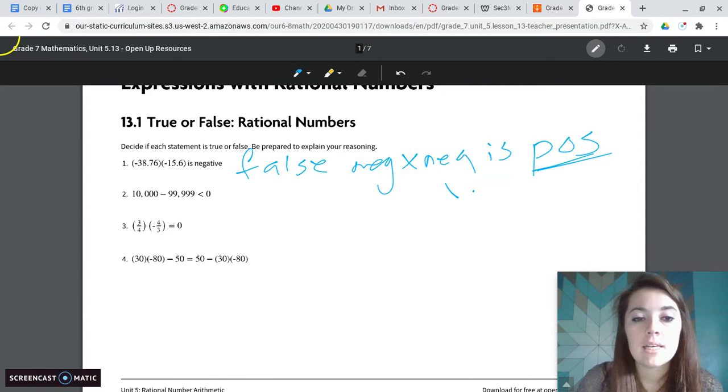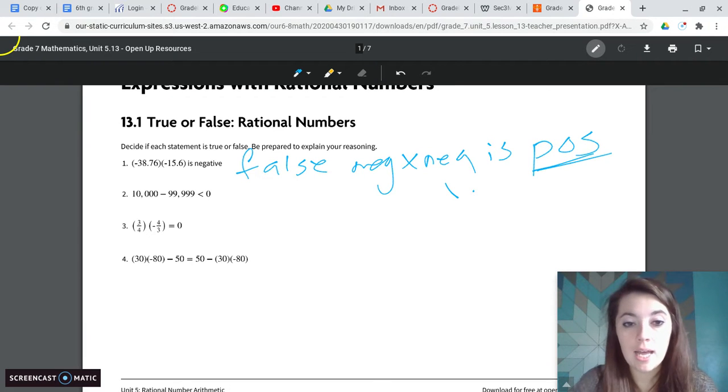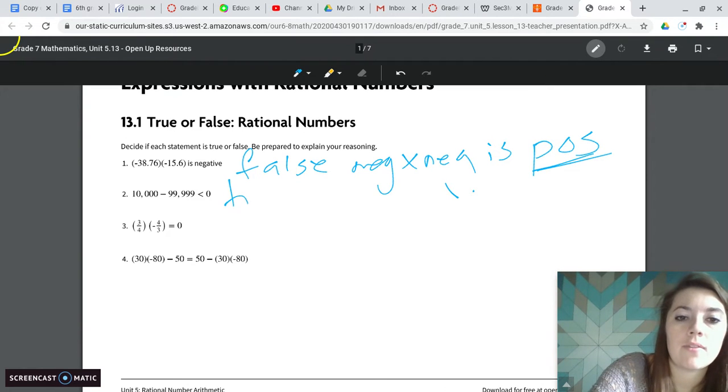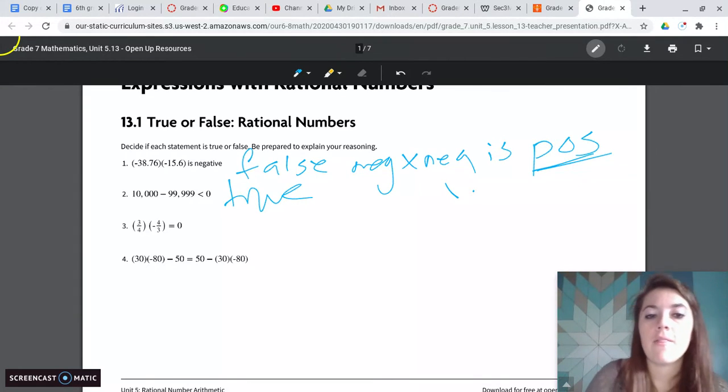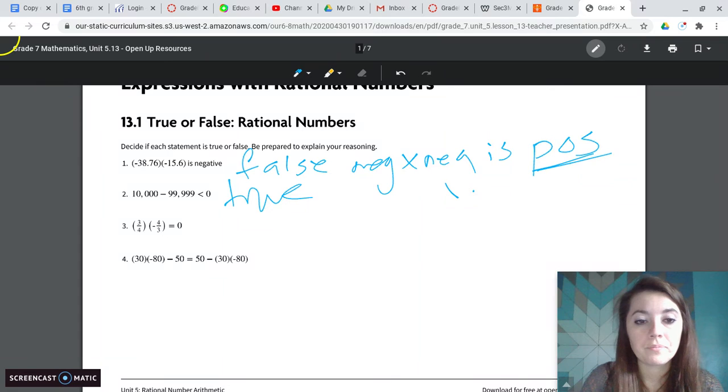10,000 minus 99,999 is less than 0. Is this a true statement? Yeah, most definitely. 10,000 is much smaller than 99,999, and so it is going to be less than 0 because it is going to be a negative number.